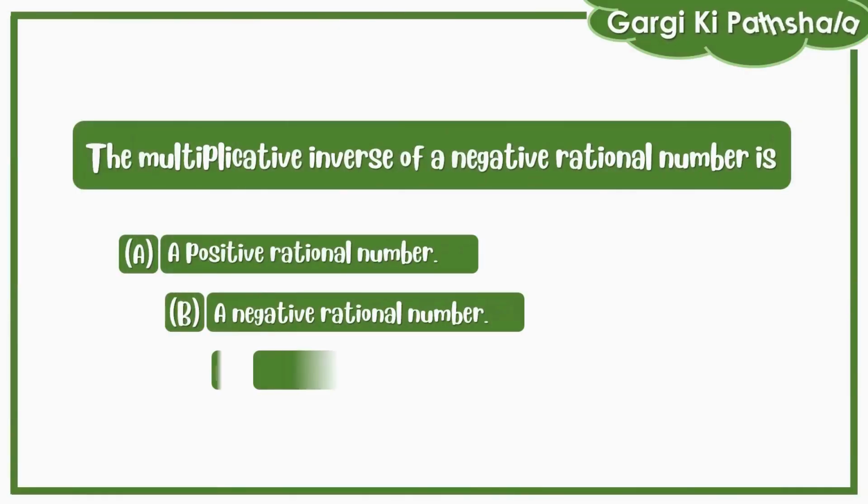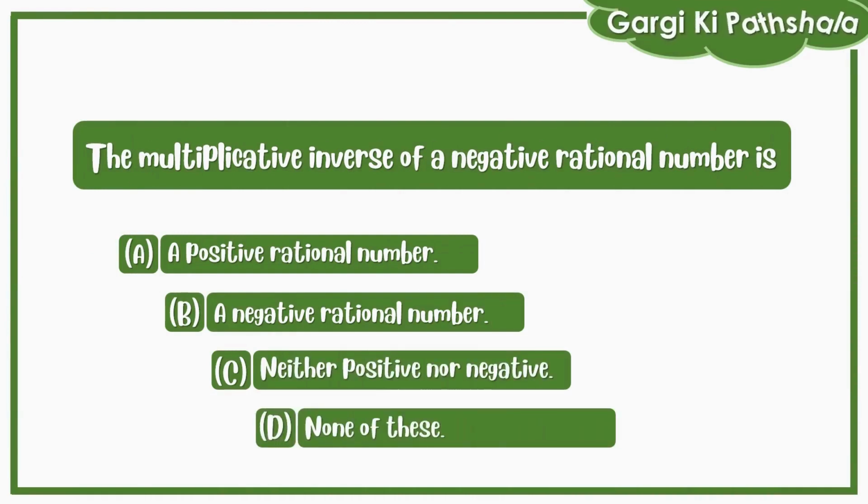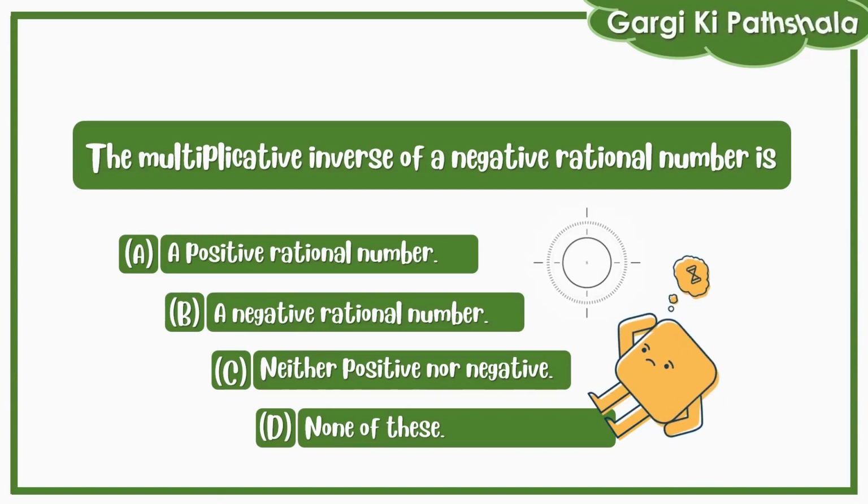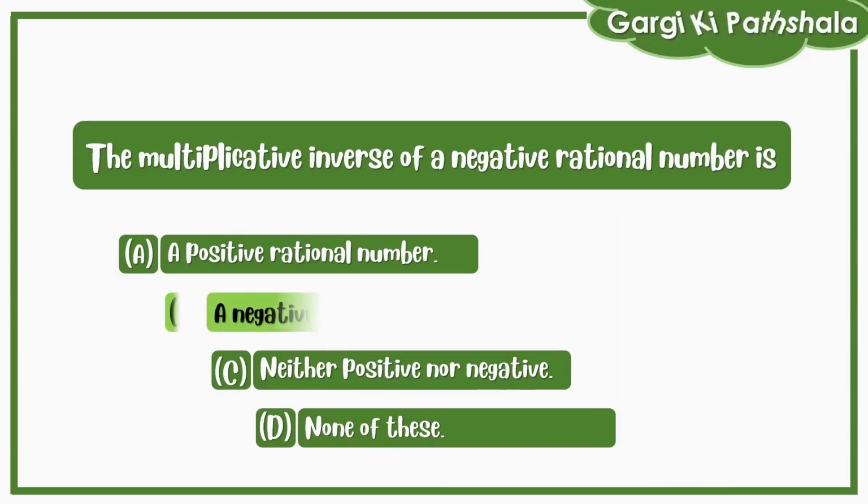The multiplicative inverse of a negative rational number is: A. A positive rational number, B. A negative rational number, C. Neither positive nor negative, D. None of these. The correct answer is B. A negative rational number.